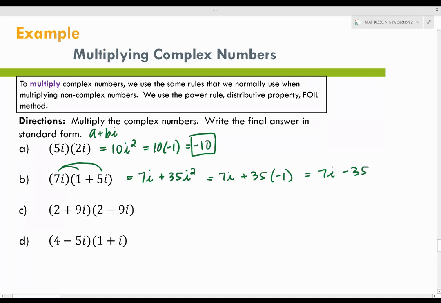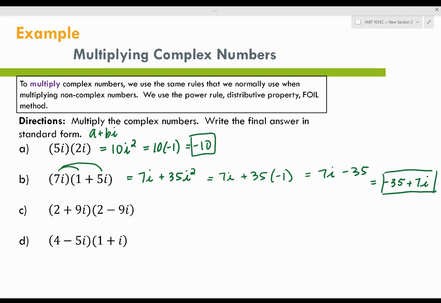Okay. Now, because they want this answer in standard form, it means that you have to have a plus bi. So the real part of this number needs to come in the front. So I'm just going to change positions. So this is negative 35 plus 7i. Okay. All right, let's look at C.